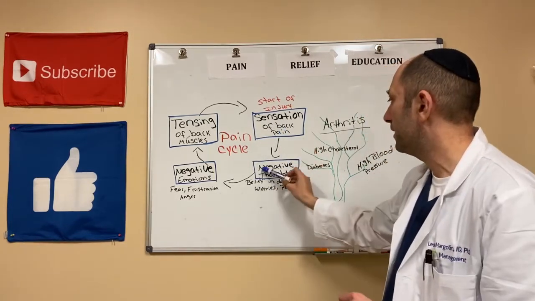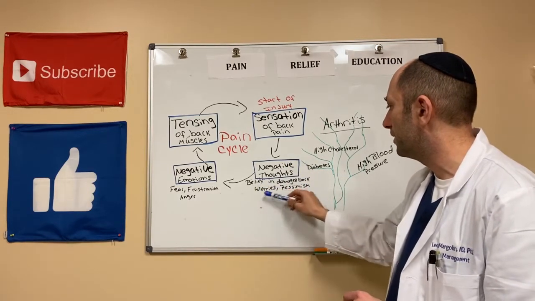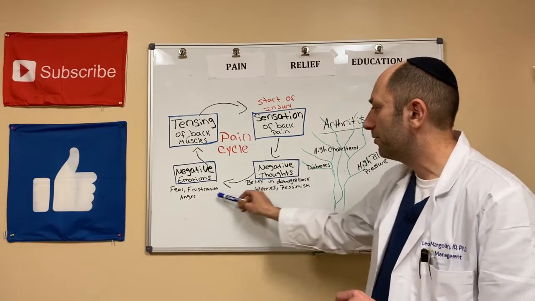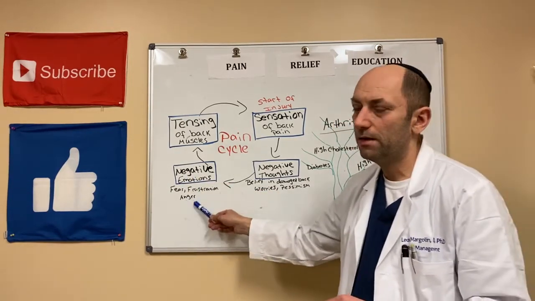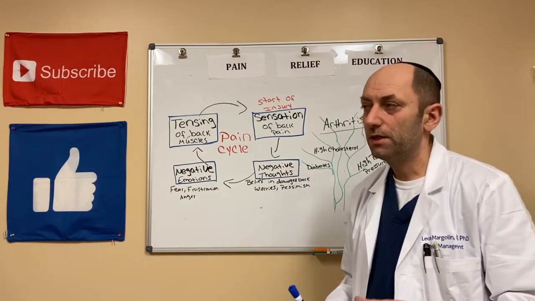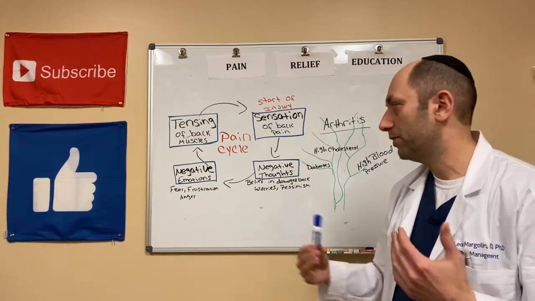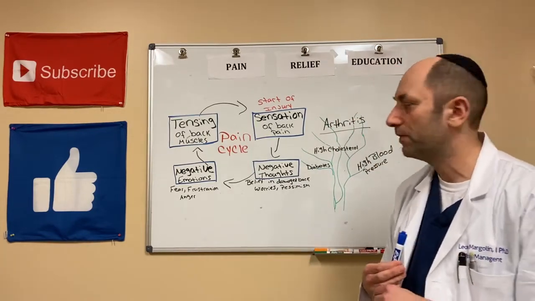But some people develop negative thoughts, belief in a damaged back, worries, pessimism. That creates negative emotions, fears, frustration, anger. And by the way, there were studies, for example, the Framingham studies, and I'm talking about heart studies because they involved thousands, if not tens of thousands, of patients, very good data.